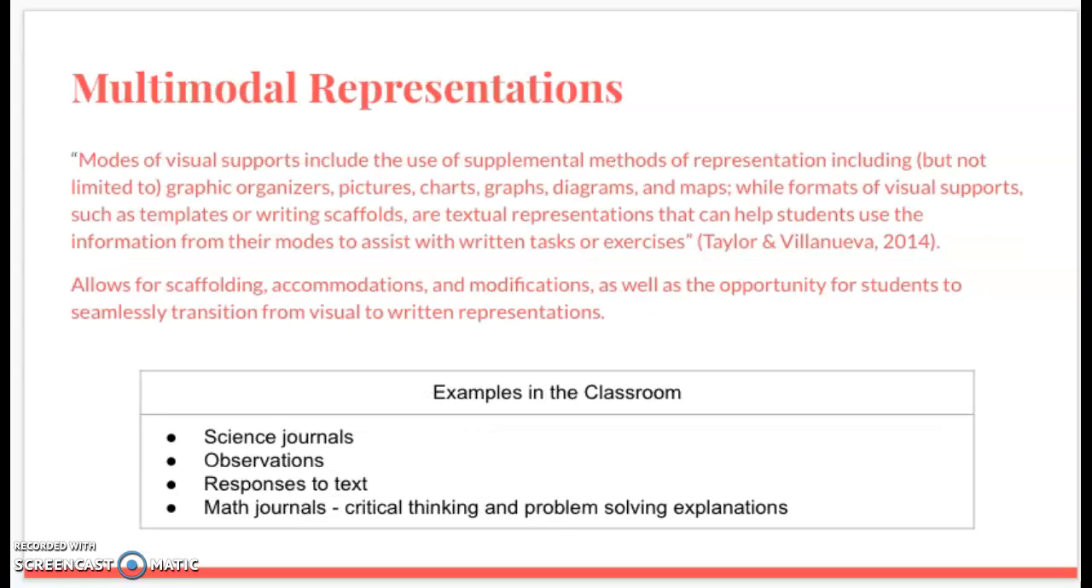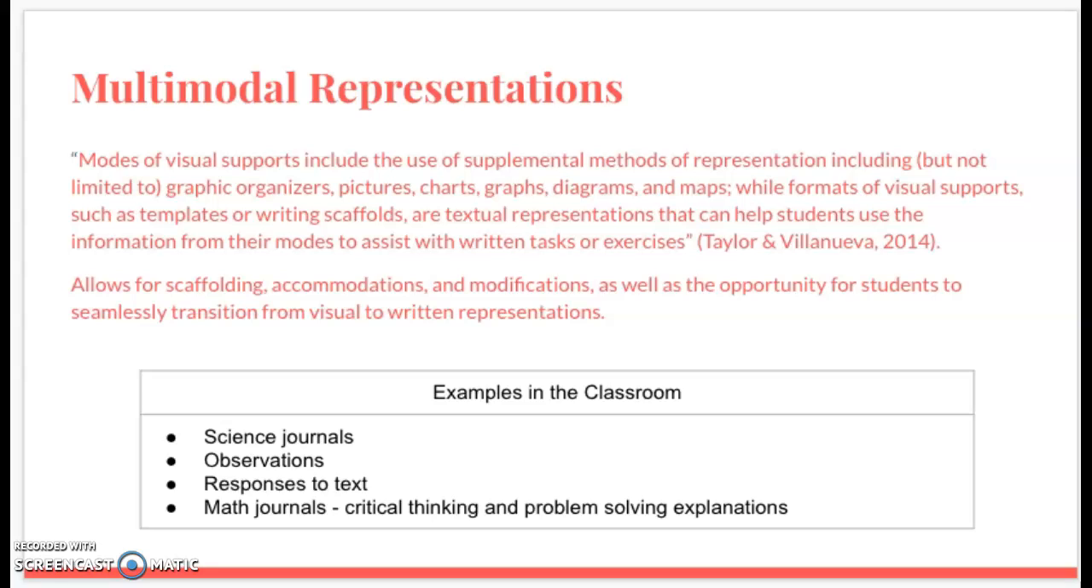Multimodal representations are another writing to learn strategy. Modes of visual supports include the use of supplemental methods of representation, including, but not limited to, graphic organizers, pictures, charts, graphs, diagrams, and maps. And while formats of visual support, such as templates or writing scaffolds, are textual representations that can help students use the information from their modes to assist with written tasks and exercises.